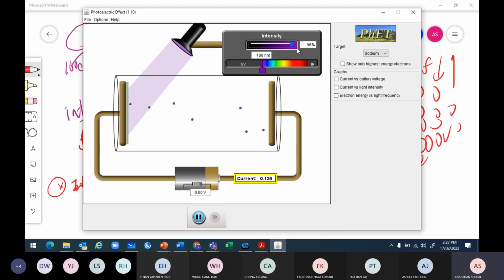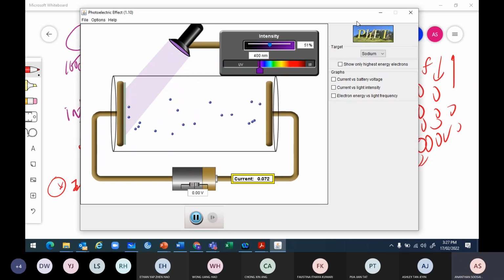Why does intensity increase the photocurrent? I put less intensity. You see the photocurrent at the bottom. You focus on the photocurrent. I put very high intensity. The reading is 0.136 ampere. I reduce the intensity and see low intensity, the current drops to 0.072 ampere. So why, when raising intensity, does the current change?